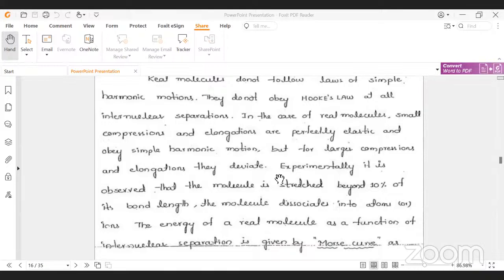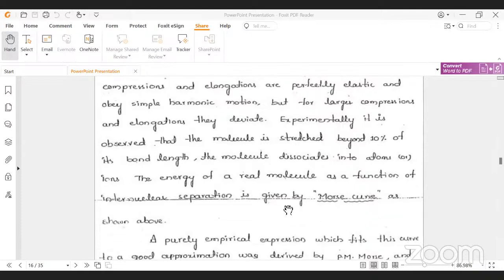In some real molecules, small compressions or elongations are elastic and obey simple harmonic motion. But for longer compressions or elongations, they deviate. Experimentally, it is observed that when the molecule is stretched over 10% of its bond length, the molecule dissociates into atoms. The bond will be broken, giving atoms or ions.